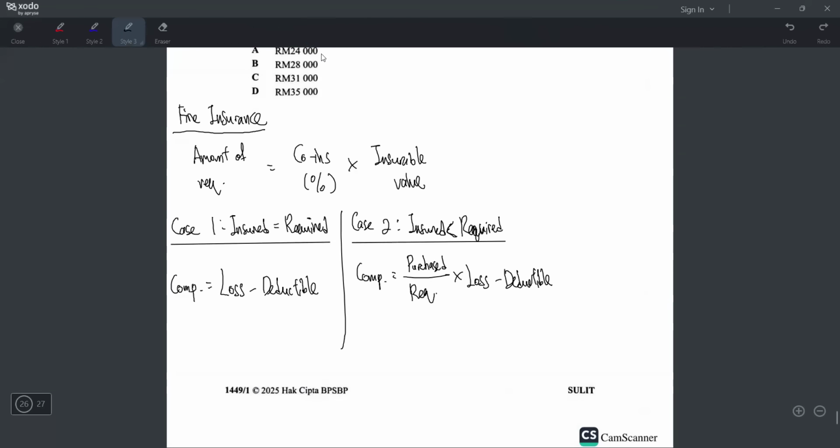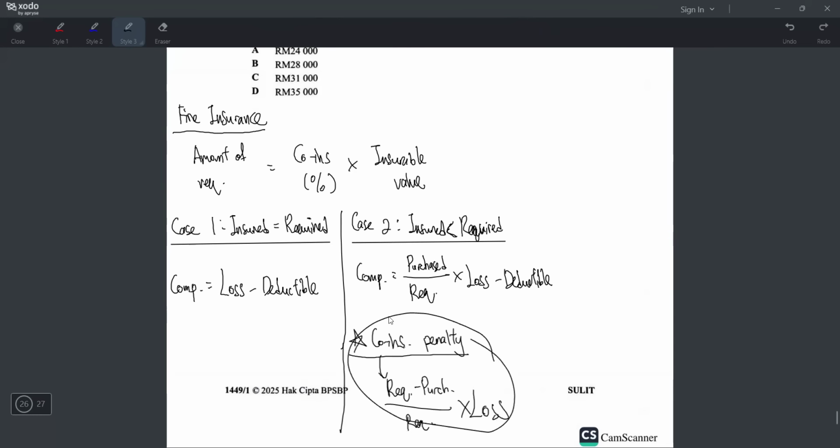Okay. And one more thing, for case 2, there is a penalty. We call it the co-insurance penalty. And why is there a penalty? Because you purchase less than the required amount. So to find the penalty, the formula is required minus purchased, divided by required, times the loss.